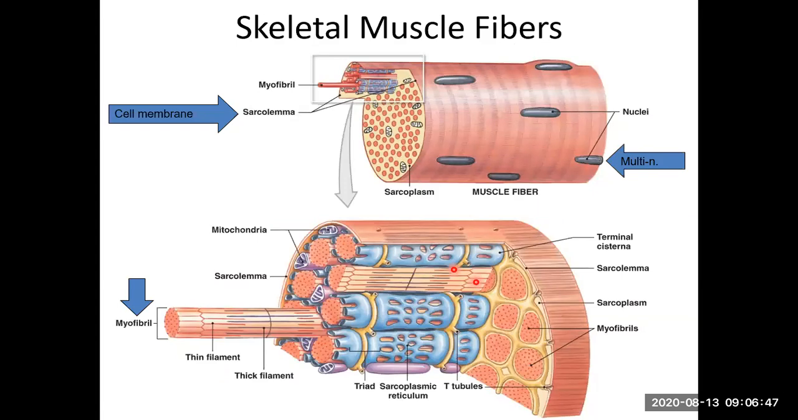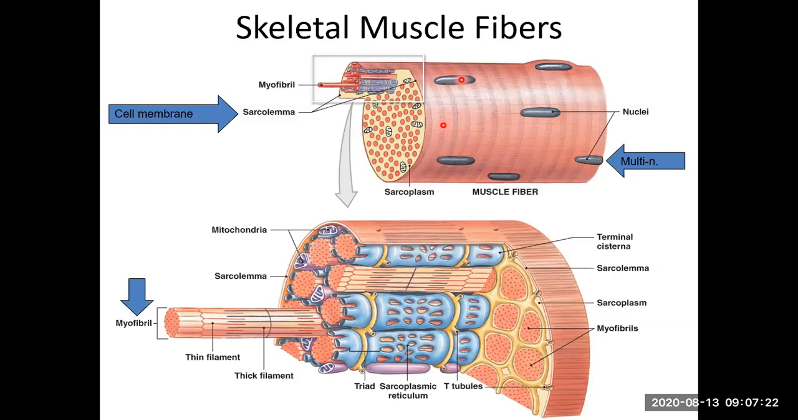So each cell, this is one single muscle cell. Each cell has a cell membrane. The cell membrane in the muscle is called sarcolemma. And you can see that it has multiple nuclei. Sarcolemma is a cell membrane, and inside of the cell we have the nucleus, which is not in the center, but in the periphery, just underneath the cell membrane.